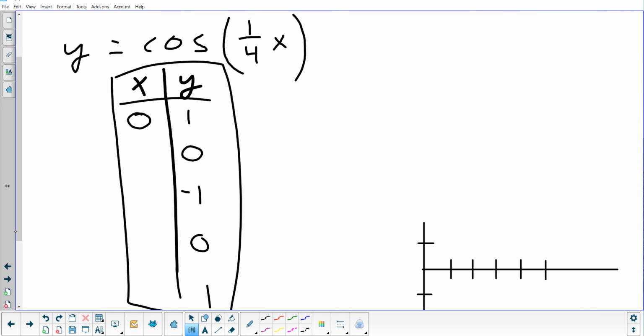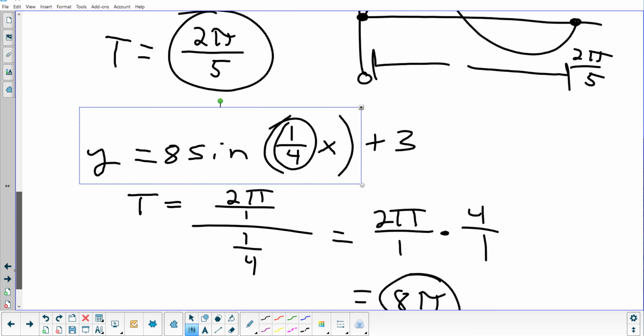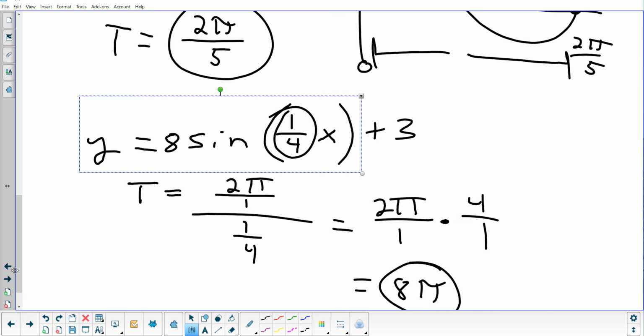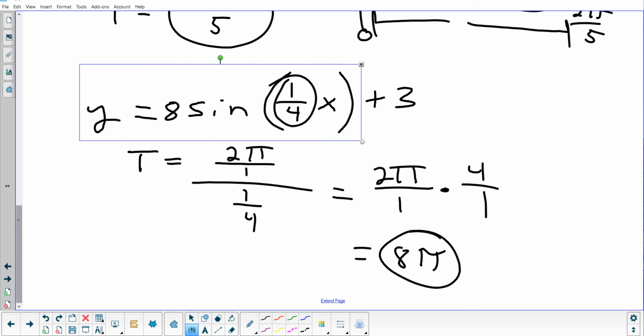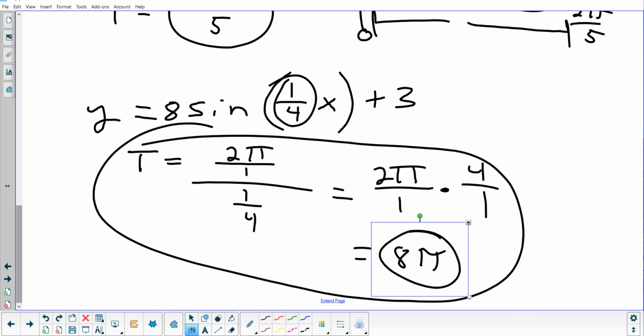Now we need to figure out the ending x value. Well, we have a 1/4 in front. We've already done this. When we had a 1/4 in front of the x, what did we get for the length of the period? 8 pi. This tells me where the graph ends. So the last point in this cycle is 8 pi radians. Any question how to do the 2 pi over 1/4 again to get 8 pi? Because this is exactly what you would do in this problem. Okay, so that's 8 pi.